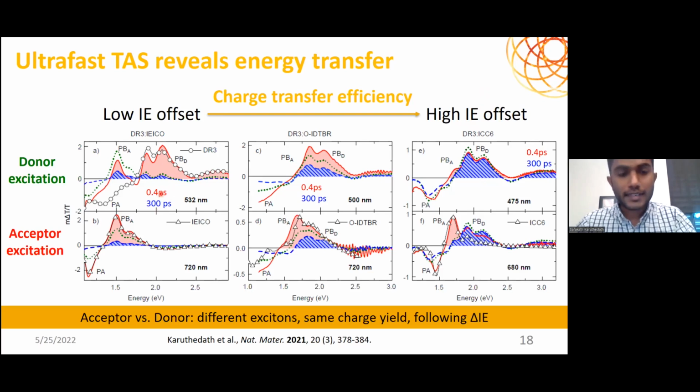Talking about the acceptor excitation, we also get similar results, but there will be no energy transfer in this case, and you will have very similar spectra at 300 picoseconds, which means that irrespective of the excitation, the final product looks the same, which means that again everything happens through hole transfer from the acceptor to the donor.